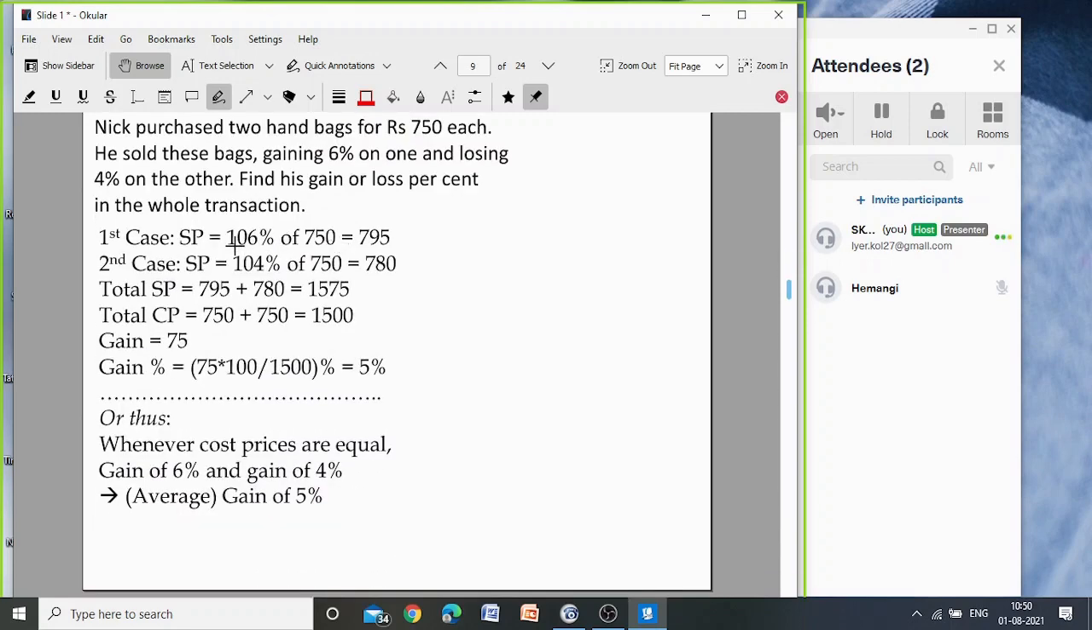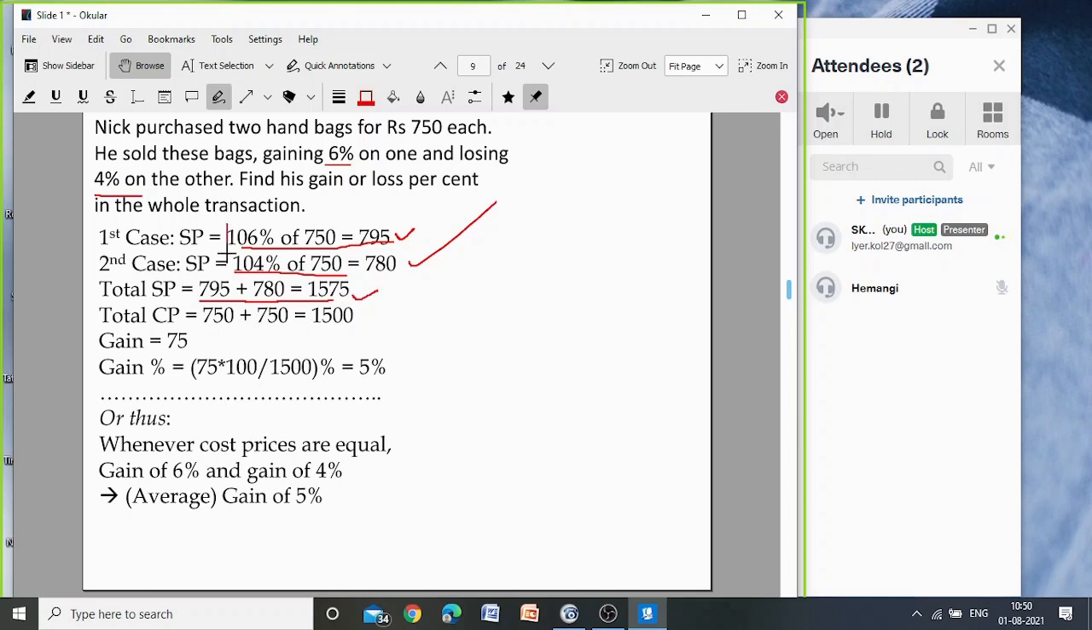Although we have done it by the traditional method, just to show you, if you are gaining 6%, then 100% is always the cost price. So 100 plus 6, 106% of 750 will be this, the selling price. For the second, it is 4% gain. So 104% of 750 will be 780. So total will be 795 plus 780, 1575.